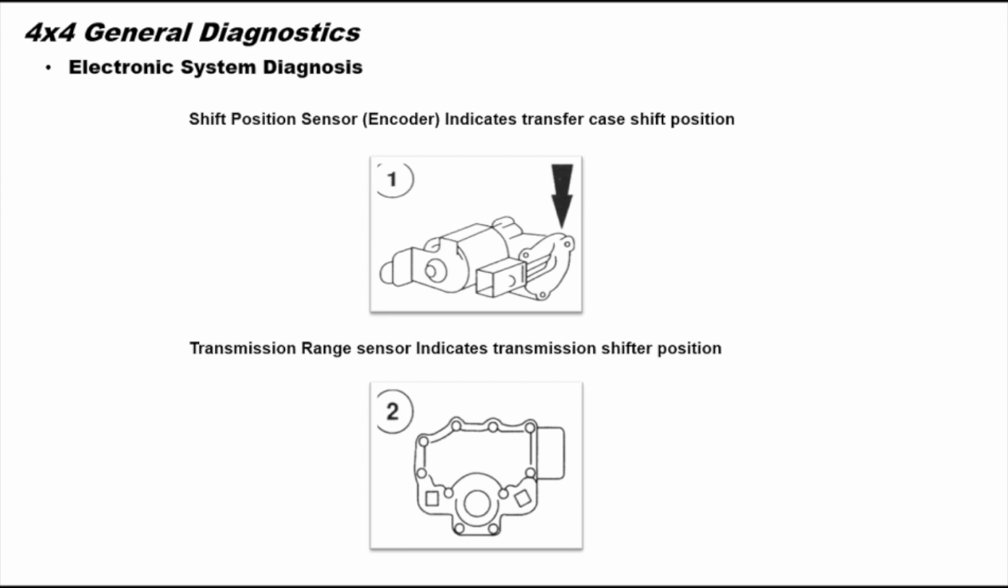The transmission range sensor sends a signal to the transfer case control module or the GEM module indicating the transmission range position. The transfer case control module or the GEM module uses this signal to determine if the vehicle is in park or neutral, allowing for low engagement depending upon vehicle application.